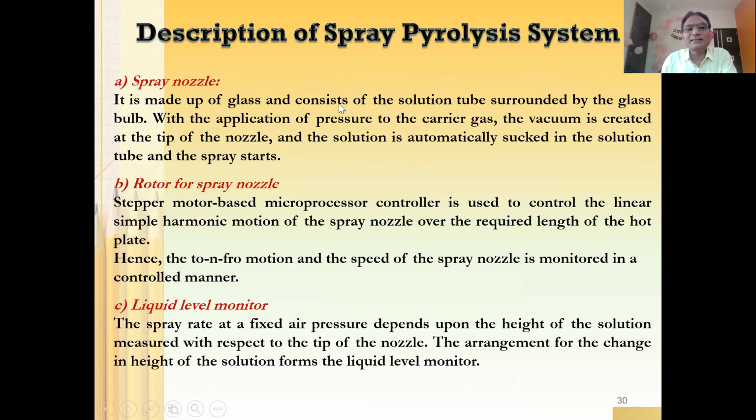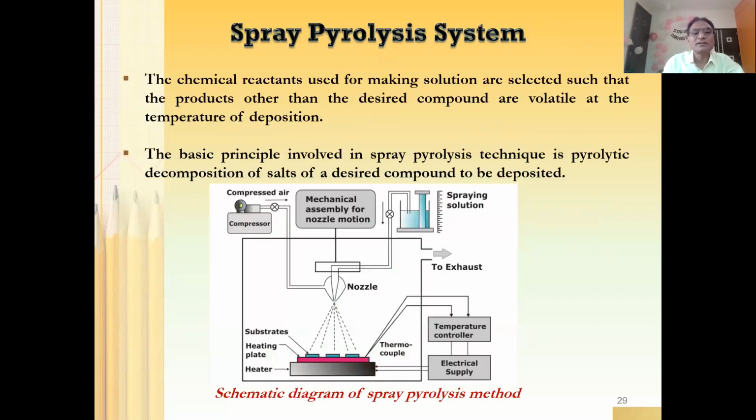It is made up of glass and consists of a solution tube surrounded by a glass bulb. With the application of pressure to the carrier gas, vacuum is created at the tip of the nozzle and the solution is automatically sucked up the solution tube and spray starts. As I mentioned earlier, this vacuum, created by the compressor, is going to be responsible for sucking the solution up the liquid. Okay, and this is going to play a very important role.